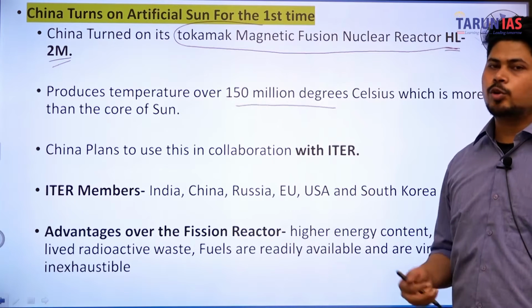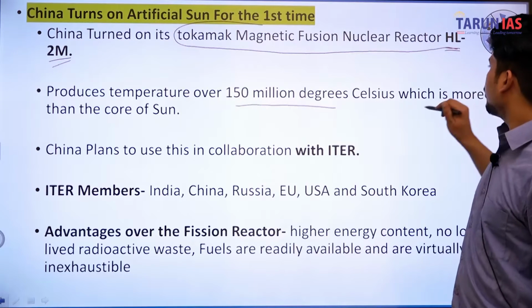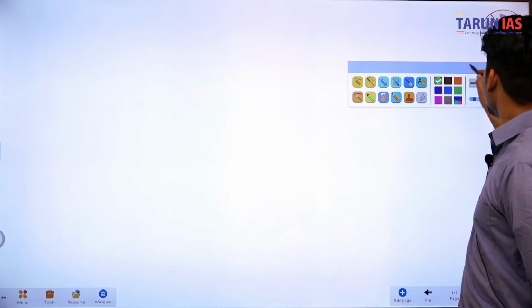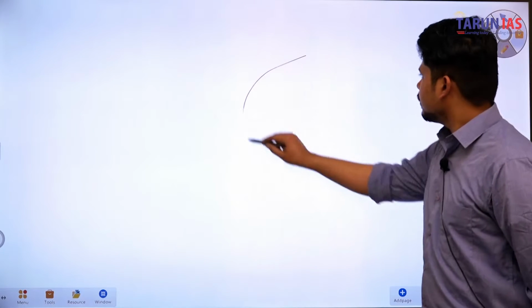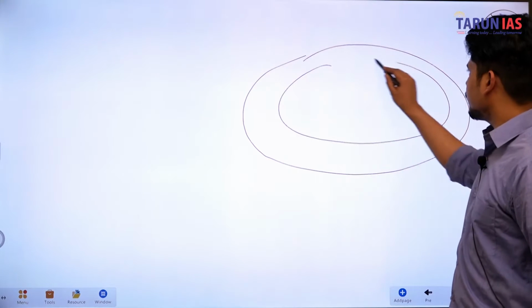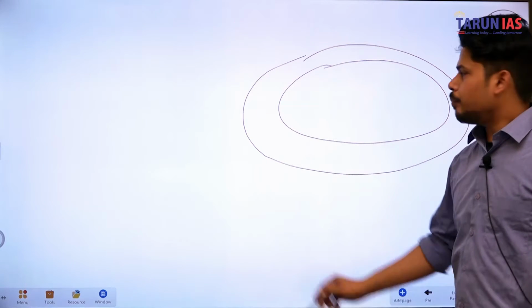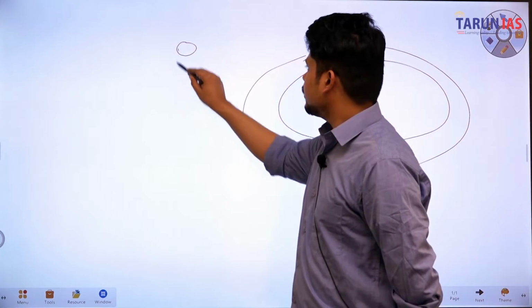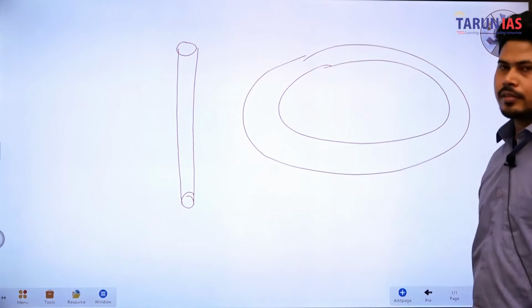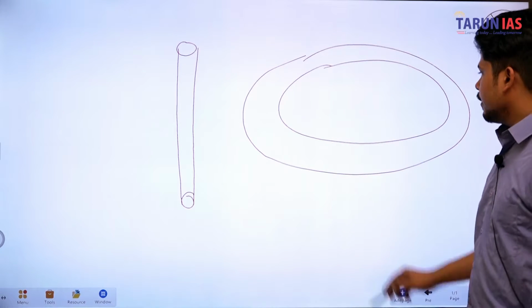Tokamak in the sense is a toroid. ठीक है? A toroid. What is a toroid? Toroid is basically a structure. ठीक है? If we take a cylindrical pipe, okay, and we bend it in this fashion, this becomes a toroid.